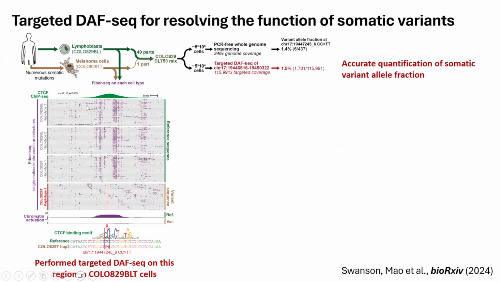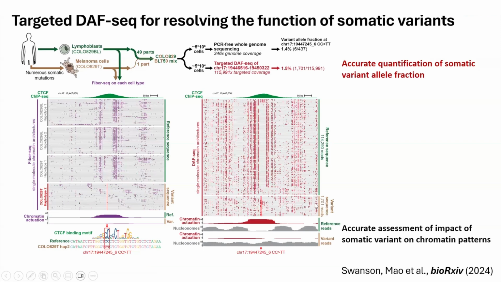So when we applied targeted DAF-seq to this specific area, importantly, we were able to re-identify that this variant exists within this mixture and get a highly accurate quantification of the allele fraction of that variant, which means that we can accurately identify these somatic variants. And also, if we look at those specific reads that contain this variant, we can appreciate that they have similarly lost the chromatin architecture that is present on the reference, meaning that we can now co-measure both the variant itself as well as the functional impact of that variant in terms of chromatin architecture.